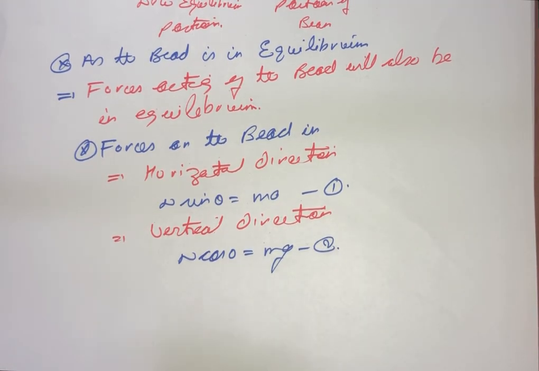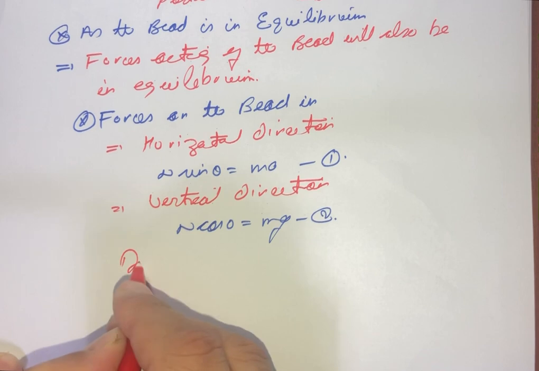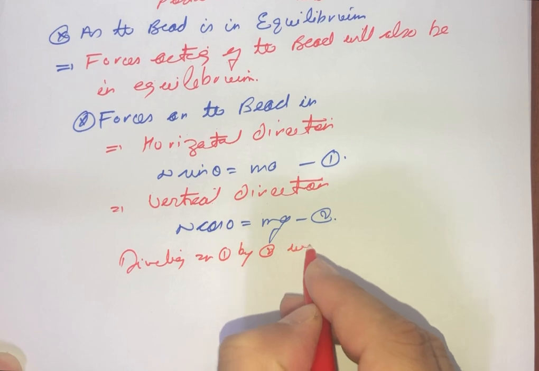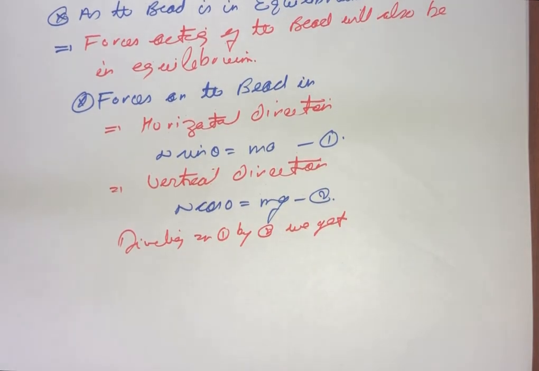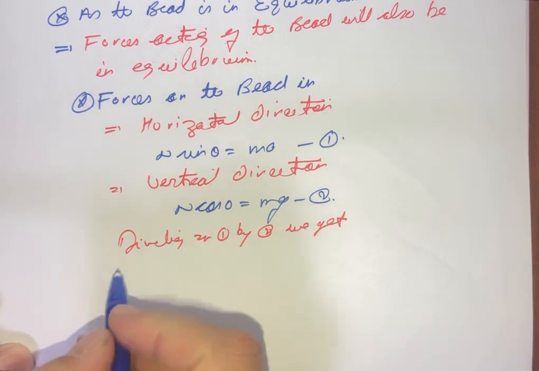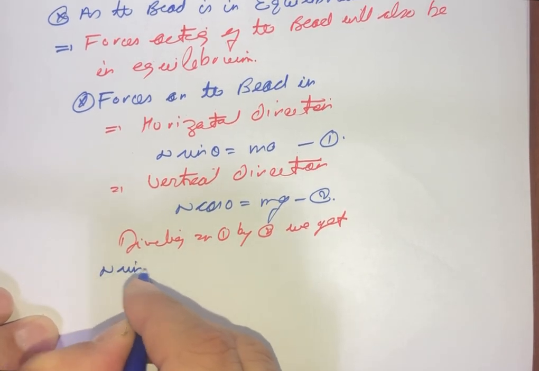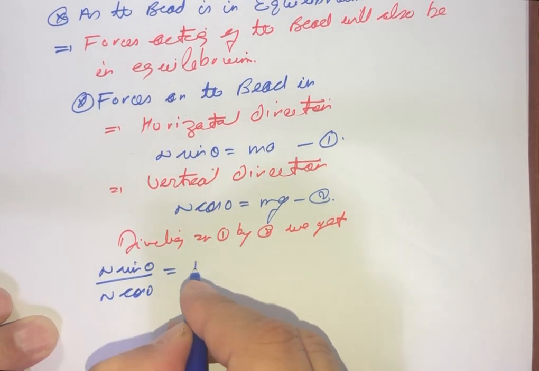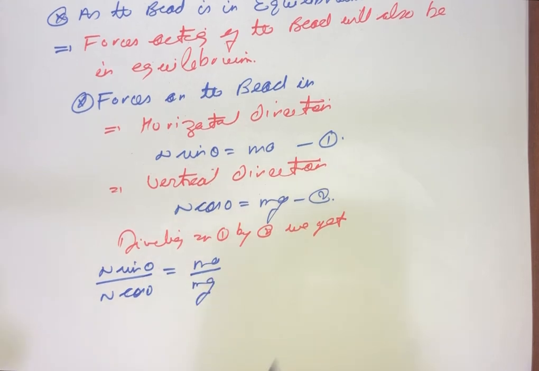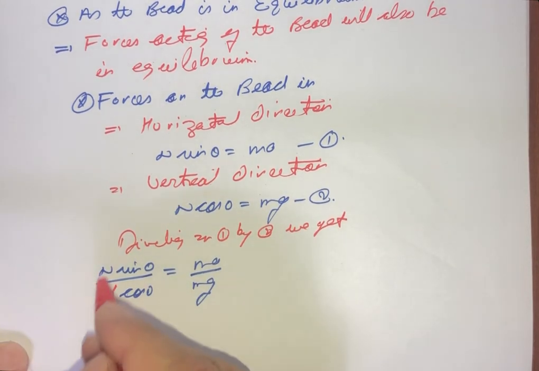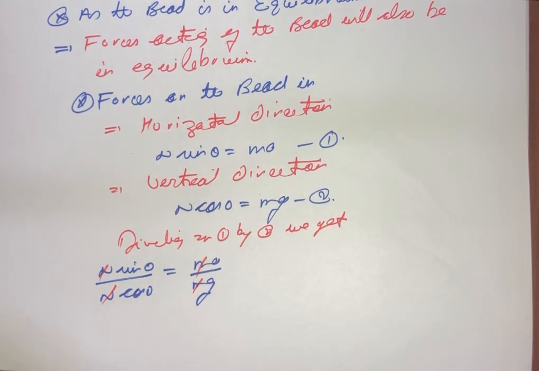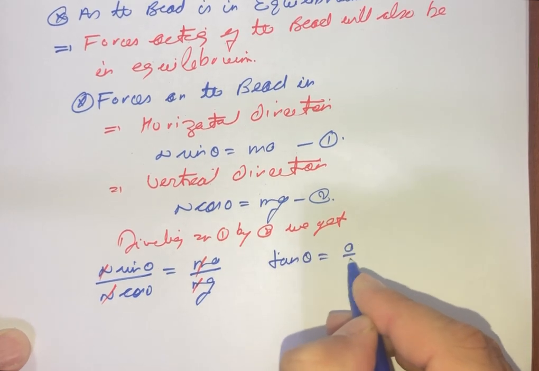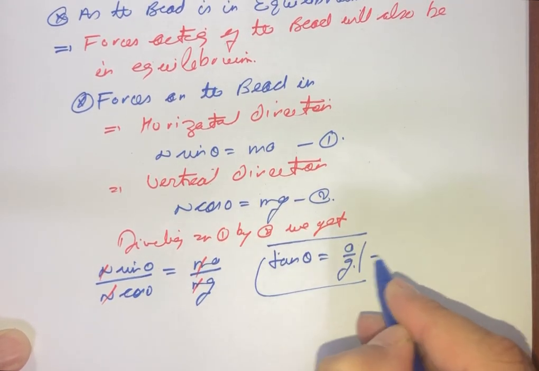Dividing equation 1 by 2, we get n sin theta divided by n cos theta is equal to ma divided by mg. N and m cancel out. So from here we get tangent of theta is equal to a upon g. Let this be equation number 3.